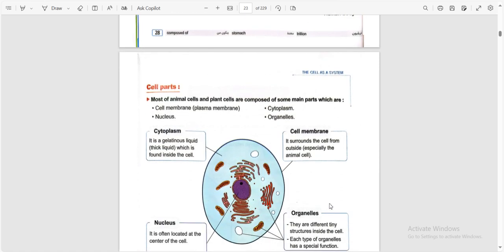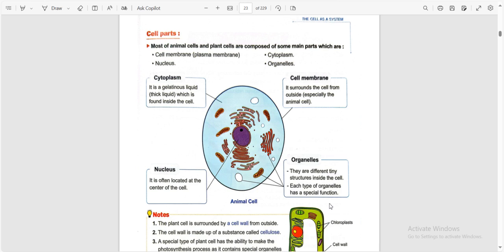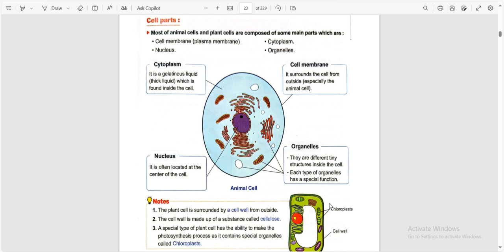So now, let's talk about the animal cell. The animal cell has components inside of it. For example, it has the cell membrane. It has the cytoplasm, which is the liquid inside of the cell, where all other organelles float inside. It has the nucleus. It has many different organelles which we are going to talk about.